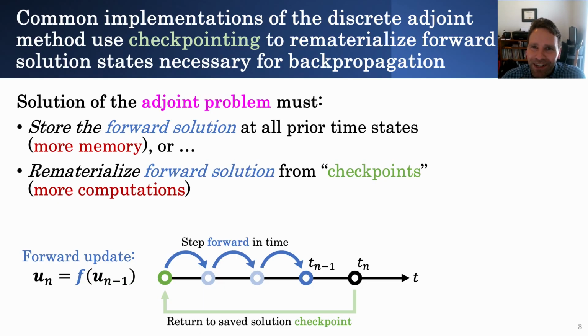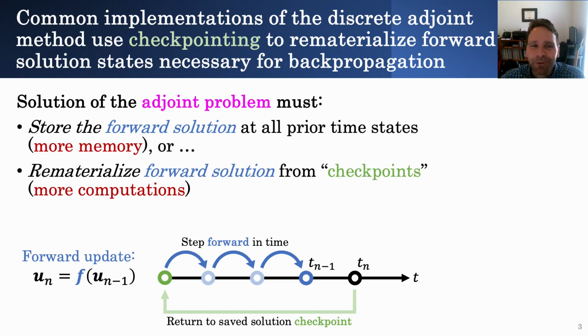However, some of the limitations of that method are that you have to solve this forward problem in time, and not only that, but you have to actually reconstruct that forward problem throughout the entire duration of the simulation in order to solve the adjoint problem going backwards in time.